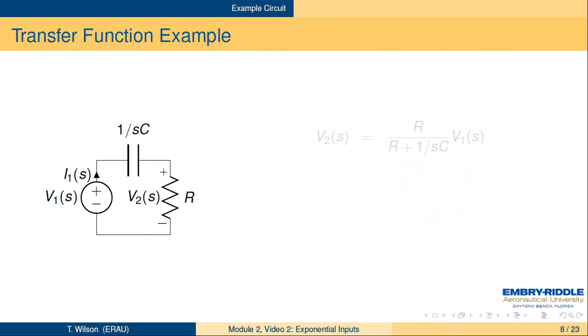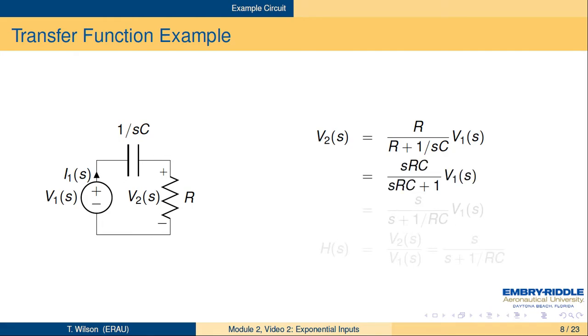For the network function, we'd use the voltage divider, so we have R over the series impedance R plus 1 over SC, times the input voltage. Again, multiply by SC over SC, then multiply by 1 over RC over 1 over RC to get the leading coefficient of 1, and then take V1 of S to the other side to get the transfer function S over S plus 1 over RC.